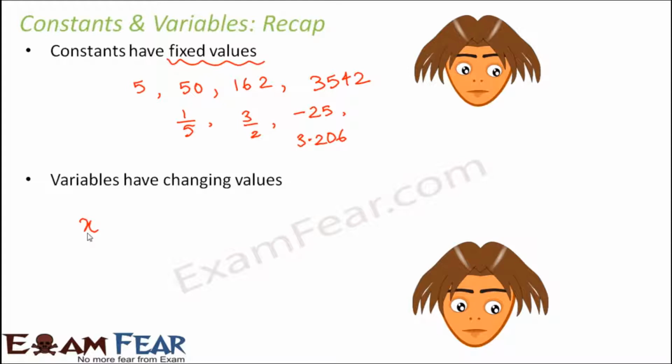Let me give you an example of a variable. Let's talk about x. Now, what is the value of x? Because x as such is an alphabet. When I say value of x, it has to be some number. So can you say that the value of x is always 1? You can't say that. Let me give you examples.